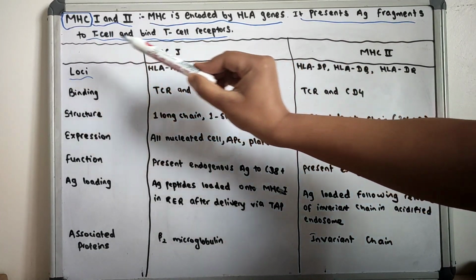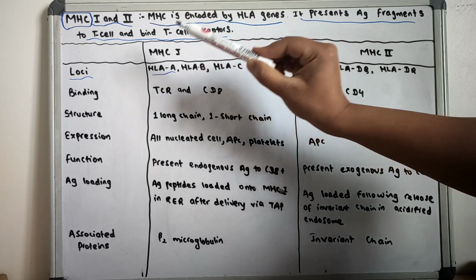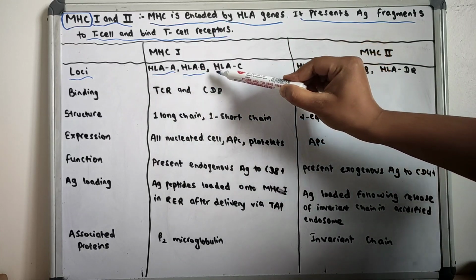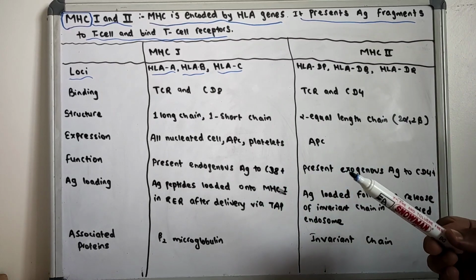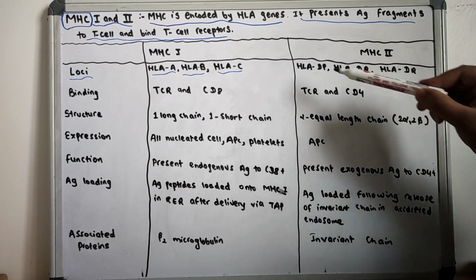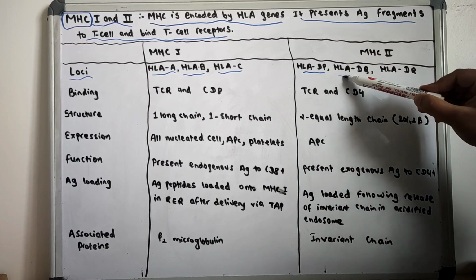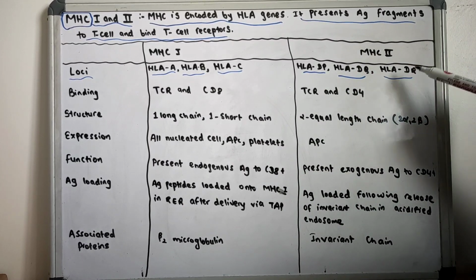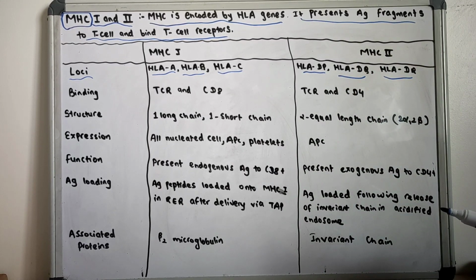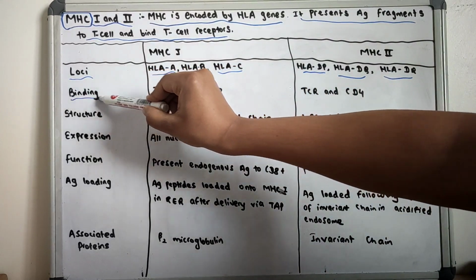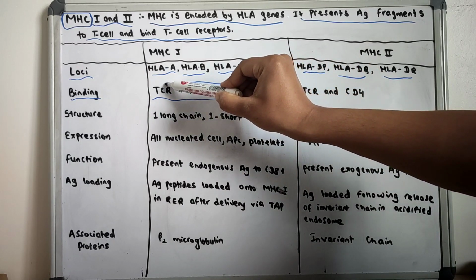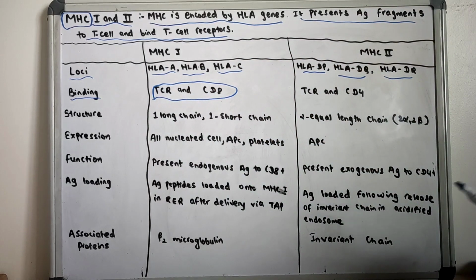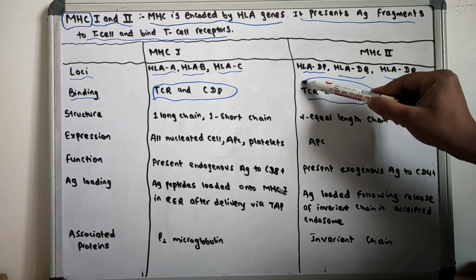So the loci of the MHC1 is HLA-A, HLA-B, and HLA-C, whereas the MHC2 loci are HLA-DP, HLA-DQ, and HLA-DR. The binding of the MHC1 molecule is to the T cell receptor and CD8 cell, and the MHC2 is T cell receptor and CD4 cells.